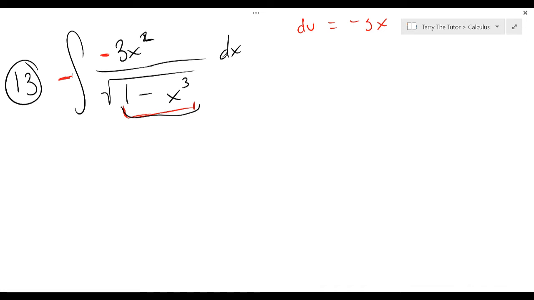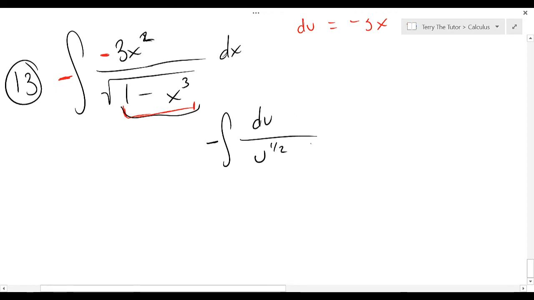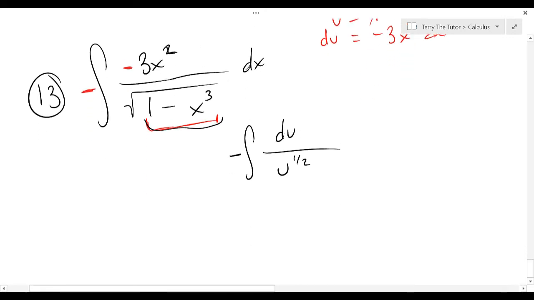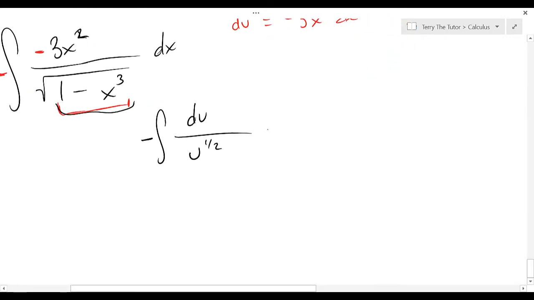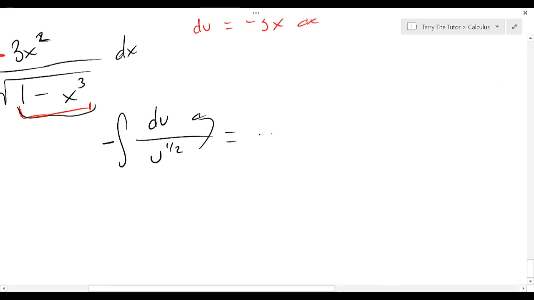And a lot of math is just playing with the numbers. So let's go ahead and replace du and u. So we've got the integral of, well, negative sign, can't forget that. We've got du, of course, on top, over u to the 1/2 power, as we set up there. Okay, now let's bring up my 1/2 power. So I've got negative integral of u to the negative 1/2 du.